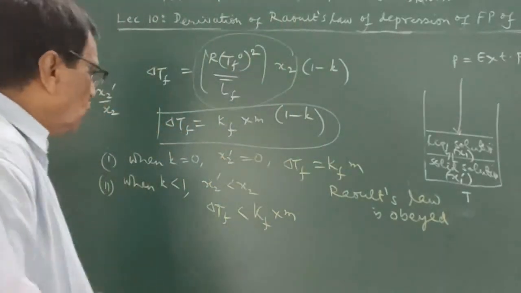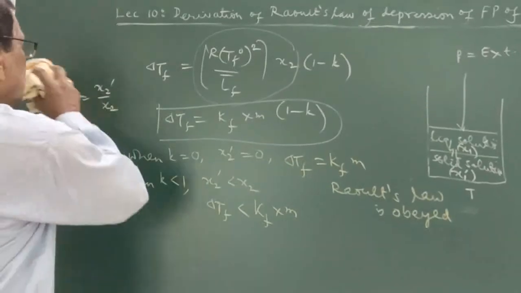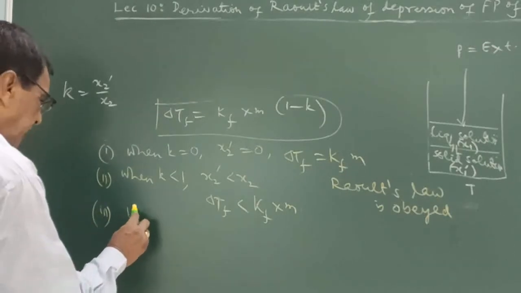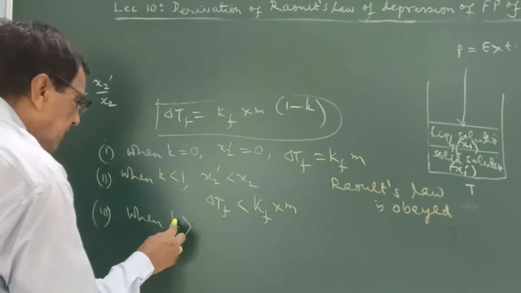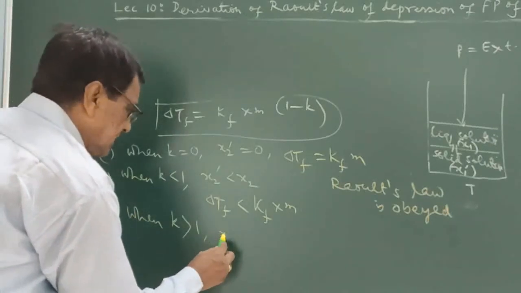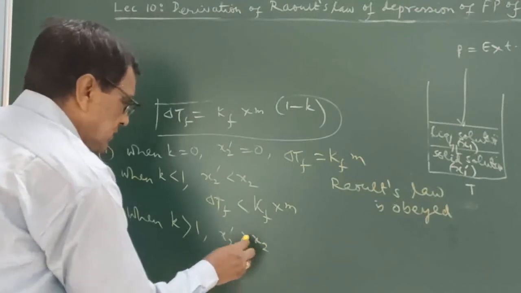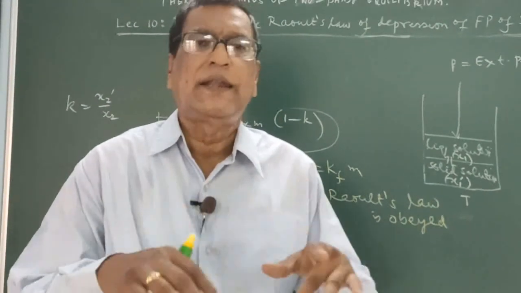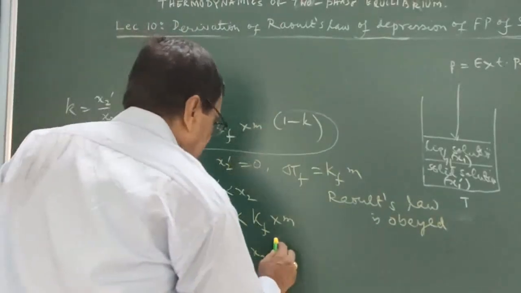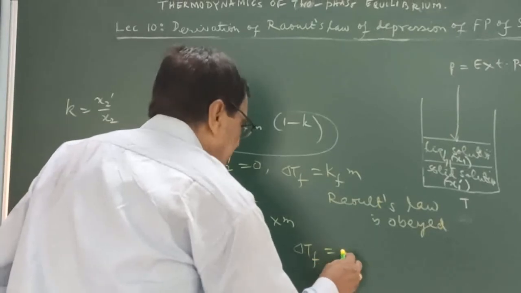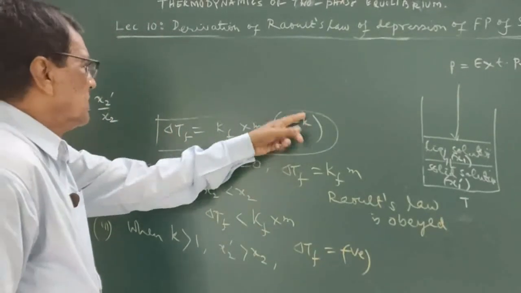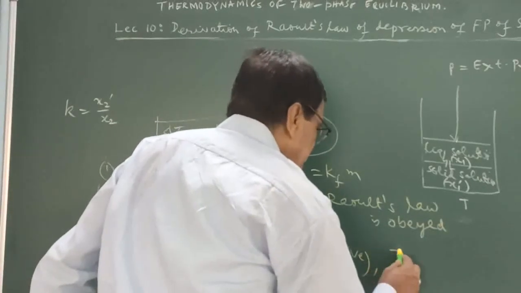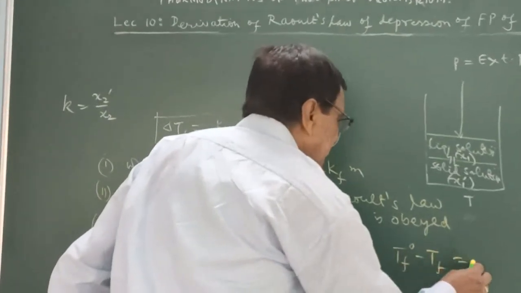And the third case is most interesting. This third, when k is greater than 1. So in this case, X2 dash is greater than X2. Means the solute is more soluble in solid solvent than in liquid solvent. In this case, this one is greater than 1, so this term is negative, and the delta Tf is negative. These are all positive. So delta Tf means Tf naught minus Tf is negative.